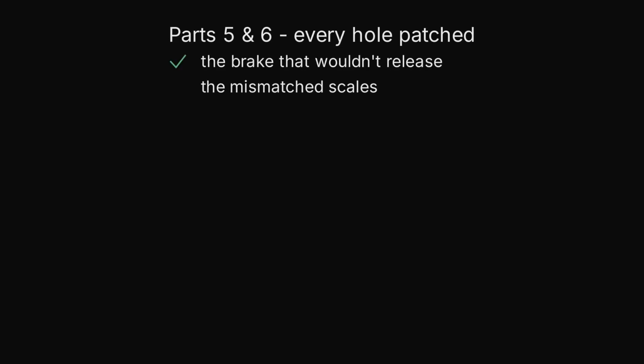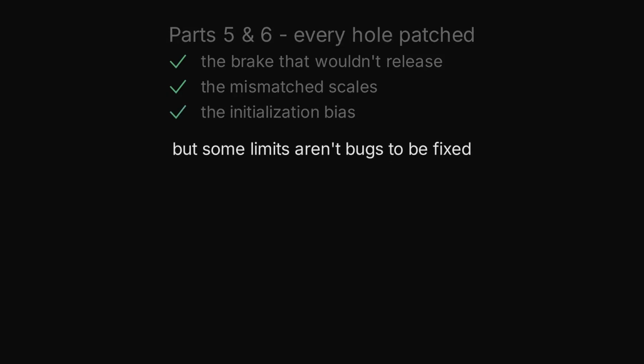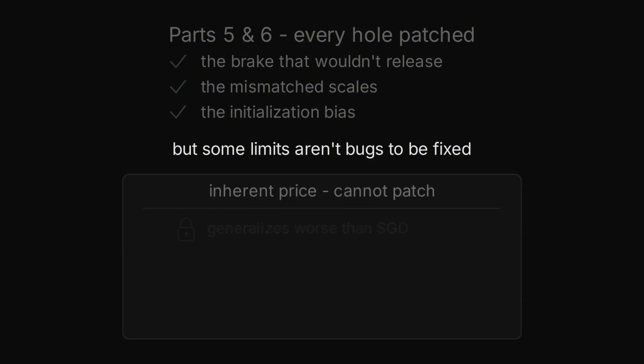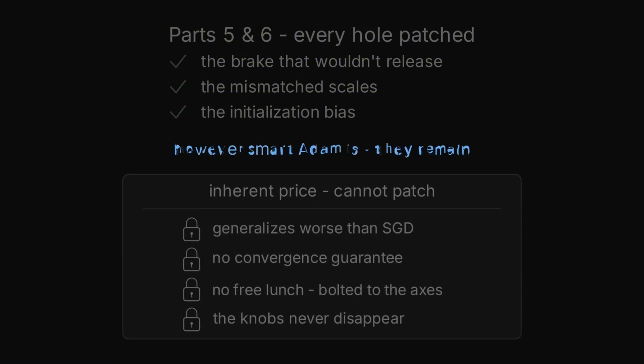In parts 5 and 6, we patched every kind of hole. The break that wouldn't release, the mismatched scales, the initialization bias. But some limits aren't bugs to be fixed. They're the inherent price of adapting. However smart Adam is, they remain.